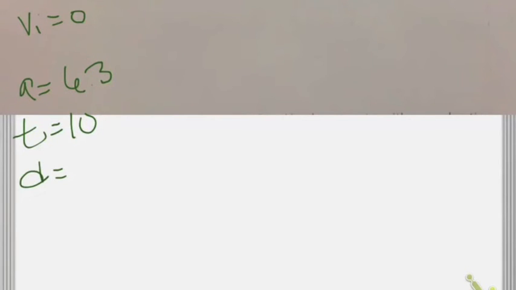Well, now that we have our givens and we've figured our unknown, now we can locate which equation we need to use. In this case, the equation is going to be D equals VI multiplied by the change in T plus 1/2 A change in T squared. So I'll write this out for you. D equals initial velocity multiplied by the change in T plus 1/2 multiplied by a multiplied by your change in t squared.